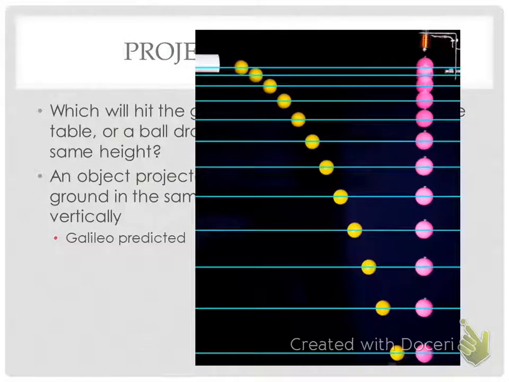Here's what it looks like frame by frame. We've got something that's projected. The yellow one is being projected, and the pink one is just dropped. Frame by frame, they are falling at the exact same rate. The yellow ball happens to be moving horizontally, but it doesn't affect how fast it falls. Questions so far?